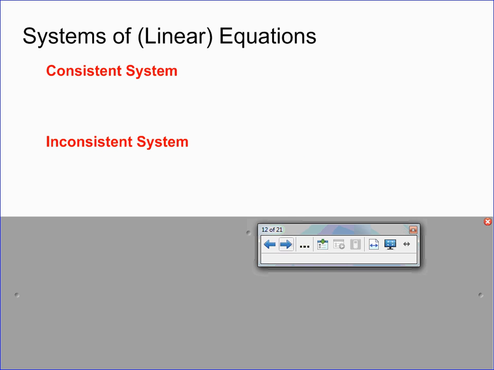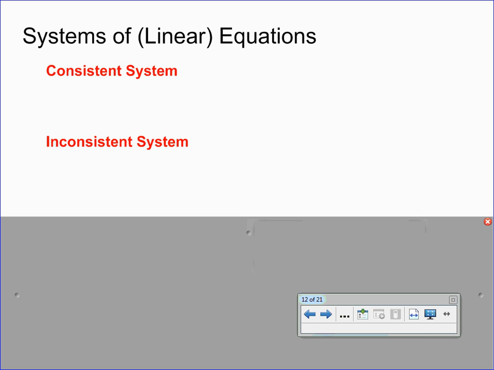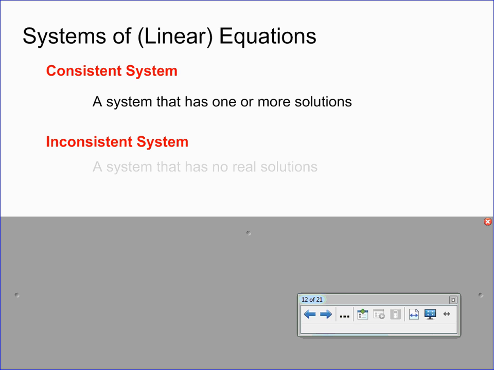Okay, let's go ahead and add 2 more terms to our definitions. A consistent system is simply a system that has 1 or more solutions. And so if there's a solution to the system, 1 or more, we've seen instances of each case so far in today's lesson, then that's called a consistent system. There's at least 1 point that satisfies all the equations in the system. Versus an inconsistent system is a system that has no real solutions. And so if it has no real solutions, like the system we just saw, then that would be an inconsistent system.